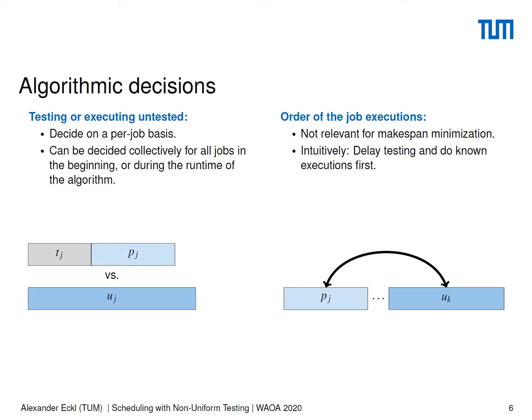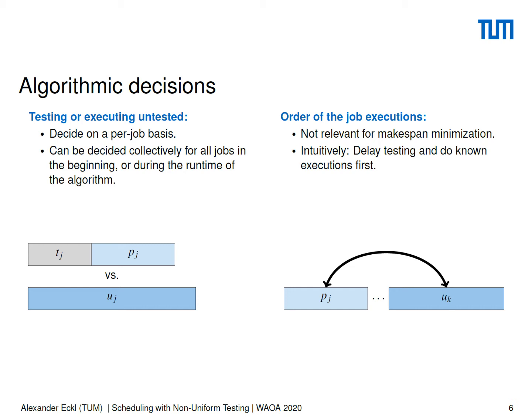In order to be competitive, an algorithm has two main decisions it has to face during its runtime. First is whether or not to test a job or to run it untested. This is usually decided on a per job basis. In most of our algorithms, this is decided collectively for all jobs in the beginning of the algorithm, but we might also do that during its runtime. The second decision concerns the order of the job executions. This is of course not relevant for makespan minimization, but is very important for the sum of completion times.